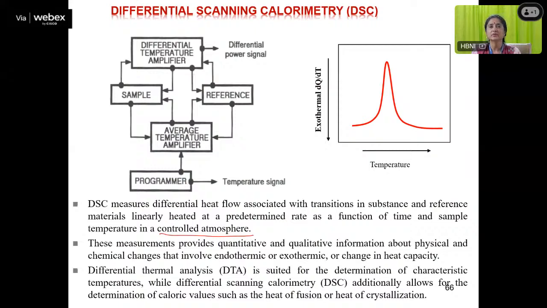Now, these measurements provide quantitative as well as qualitative information about physical and chemical changes that involve endothermic and exothermic processes, or change in heat capacity also can be monitored. Now, DTA is suited for determination of characteristic temperature, while DSC additionally allows the determination of calorific values such as the heat of fusion, heat of precipitation, heat of reaction, like that. So this is the plot. Here it is dq by dt versus temperature. So this is the DSC.